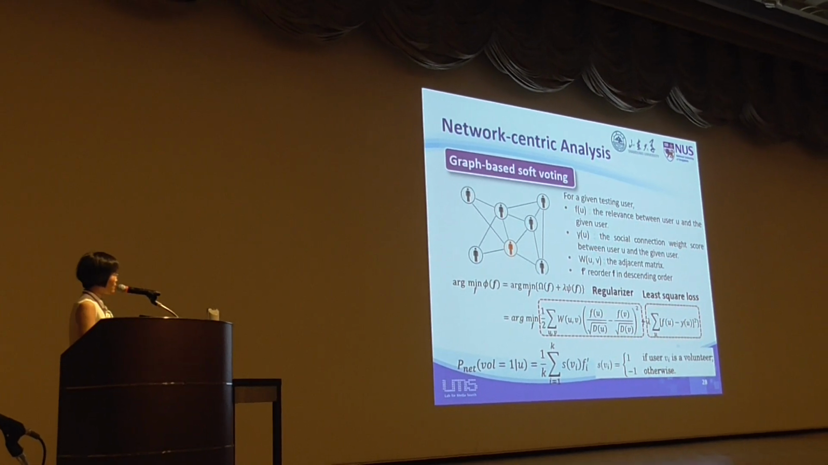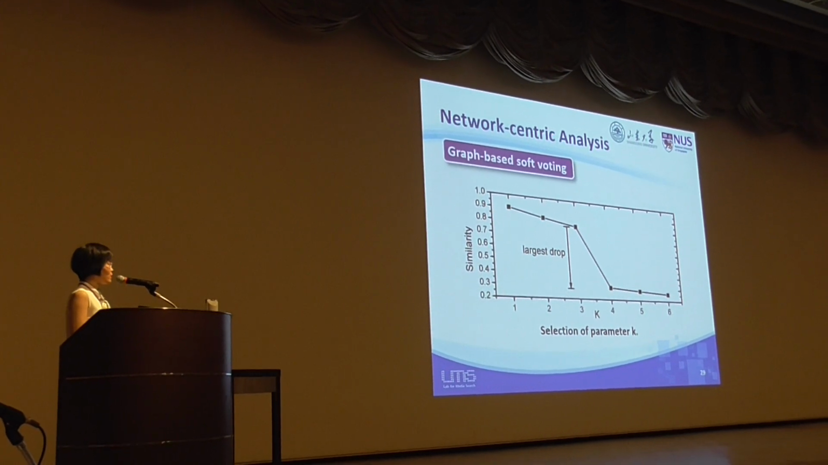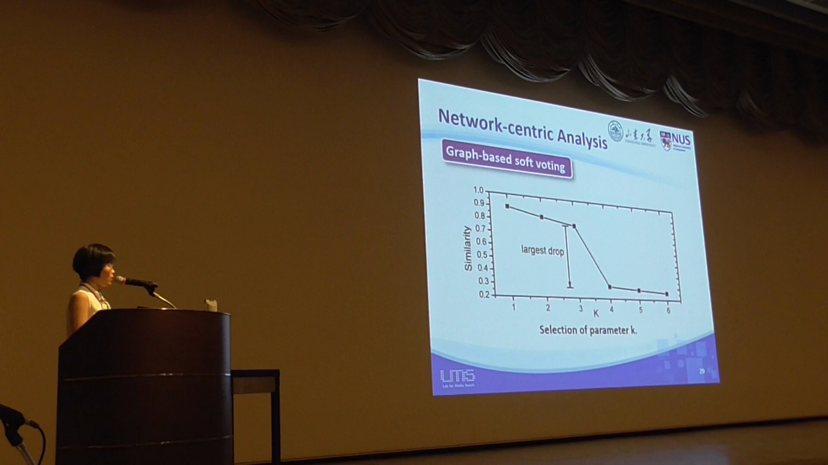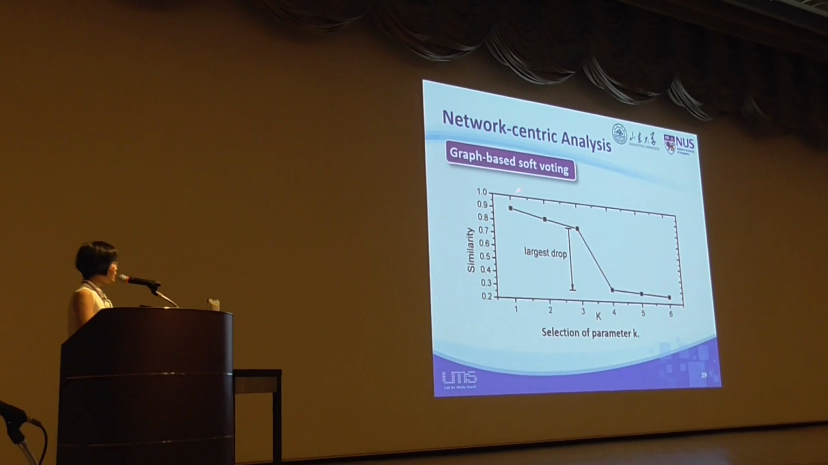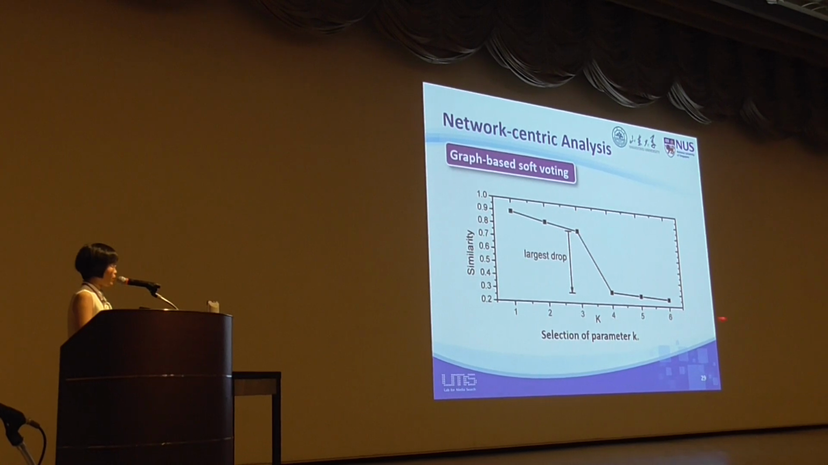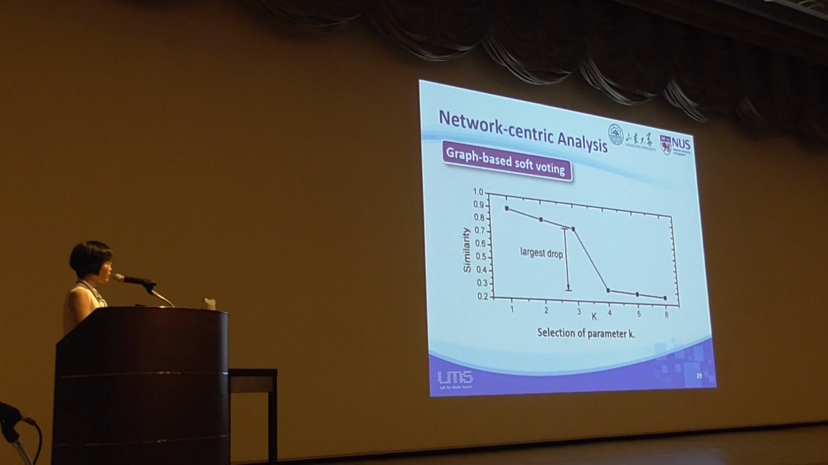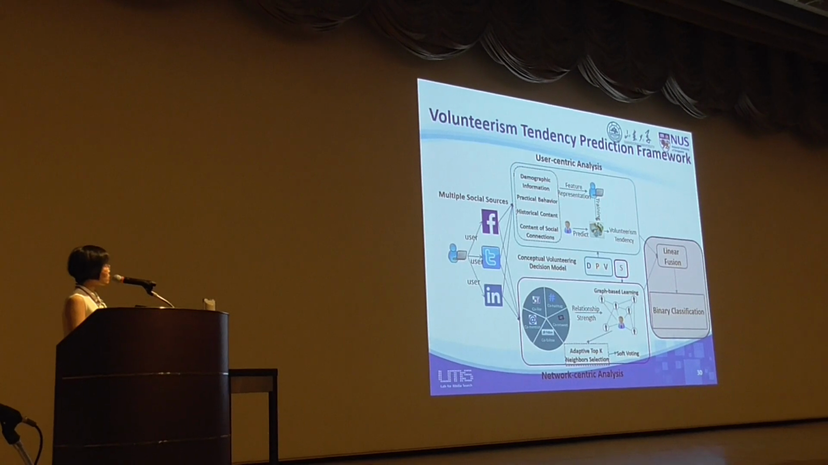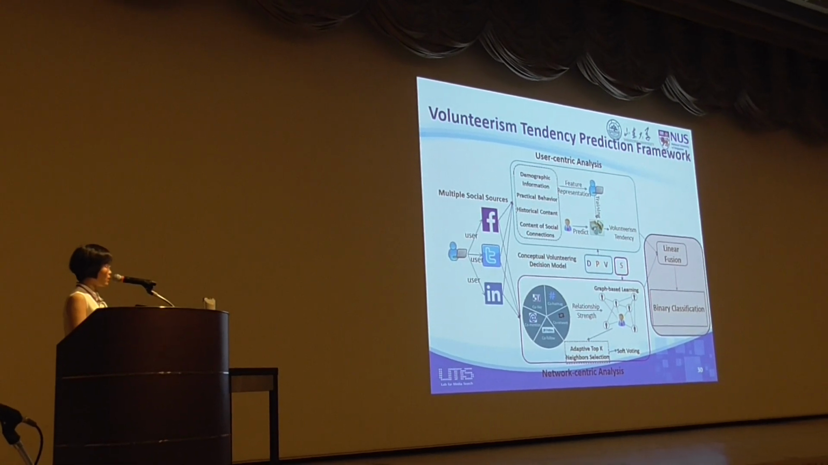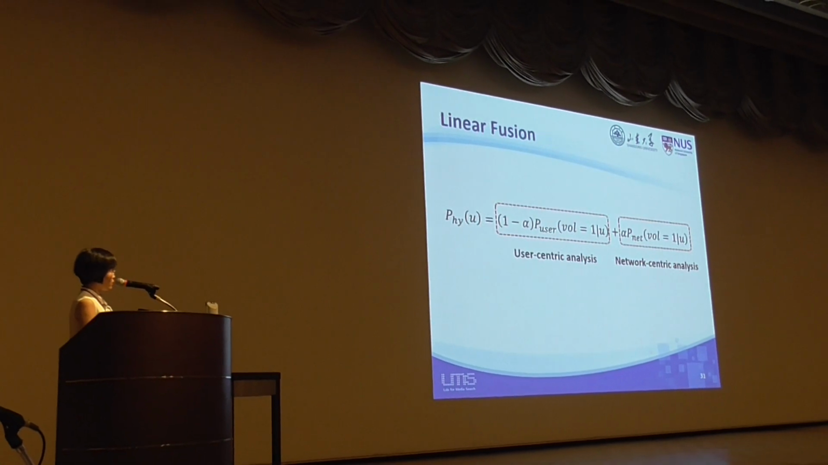It is selected like this. This figure shows F prime, the descending order of the relevance scores. Here we select K at the largest drop of F prime. So we select the top K user scores to do the soft voting. Finally, we do a simple linear fusion to give the final score like this.